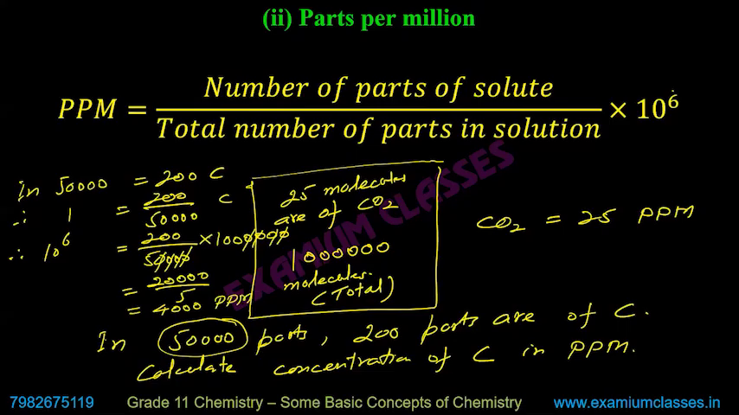So it's simply unitary method you will be applying everywhere. Instead of 100 in percentages, in ppm, you will calculate in 1 million. That's the only difference. Otherwise, it is same. Calculation is same, concept is similar. You just need to calculate out of 1 million.